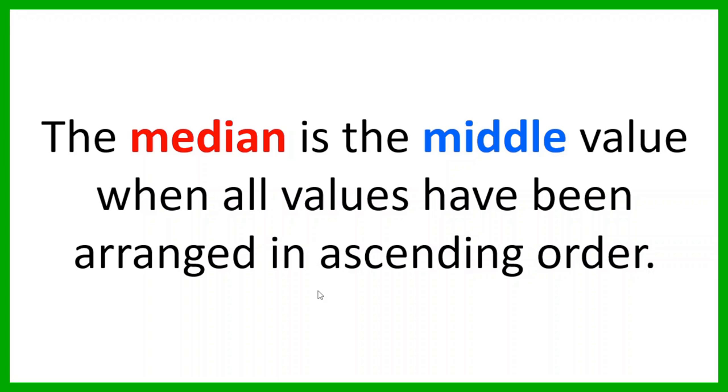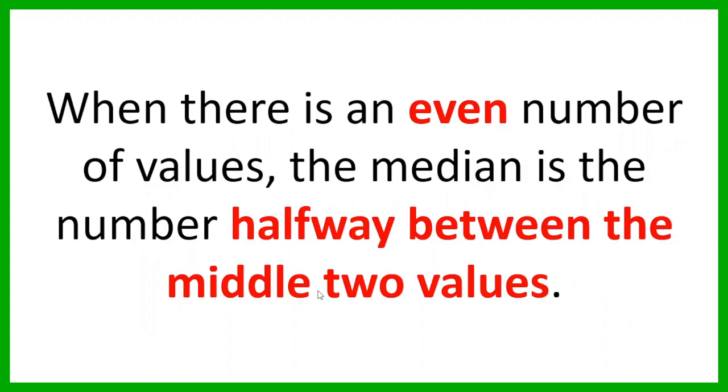Now, when your data has an odd number of values, it's easy to find the median because there is a middle value. But when you've got an even number of values, then there isn't going to be a middle value. So you have to find the number that's halfway between the two values that are in the middle. So we're going to look at how to do that still.